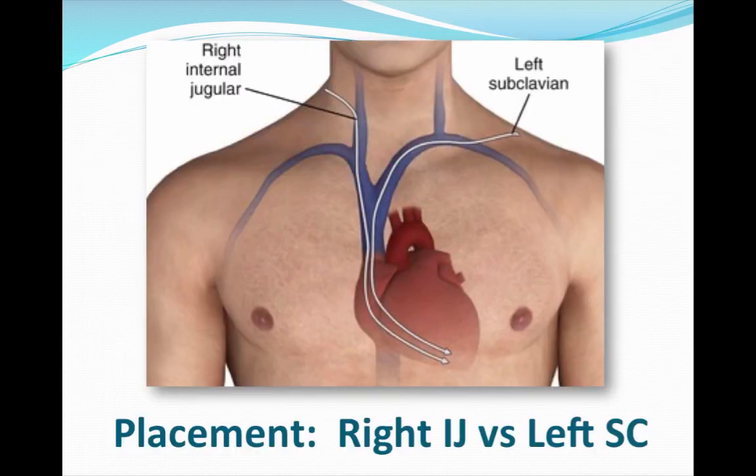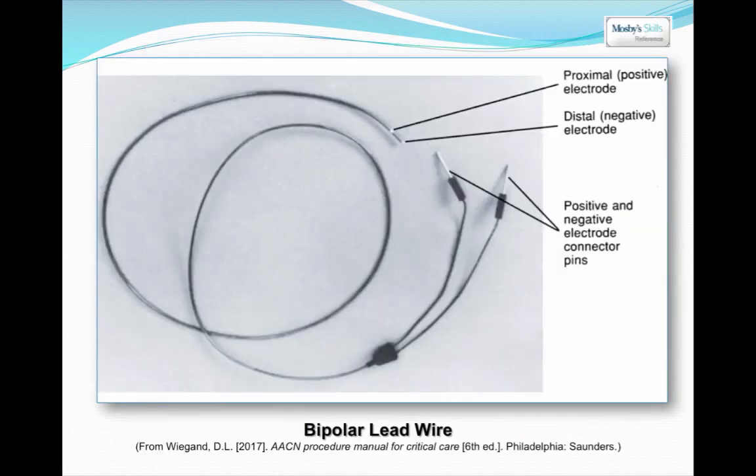Where is it going to be placed? Ideally, the right internal jugular vein. We want to leave the left subclavian for the permanent pacemakers, but it's also an option. Here's what the bipolar lead wire looks like. You can see at the very tip, the distal end of it, you have your distal negative electrode, and then a few centimeters up from that is the proximal or positive electrode.